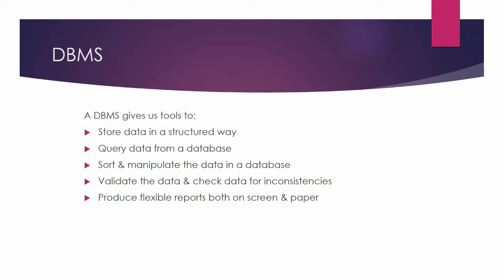Sorting is where we can arrange the data in ascending or descending order as per our requirement. We can also make changes in the data which is stored in a database. Next is validate the data and check data for inconsistency. Validating is about checking the input data to ensure it conforms with the data requirements of the system to avoid data errors.